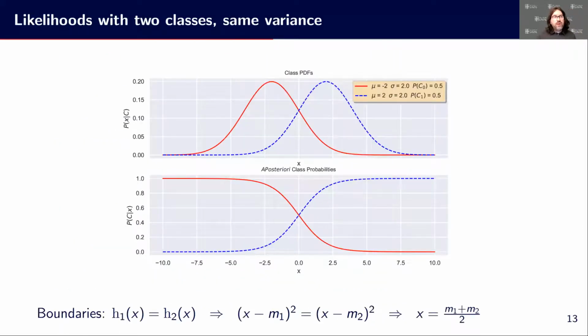So if we look at the likelihoods of 2 classes with the same variance here, we see 2 normal distributions, 1 per class. So we have the probability density function of each class. We see that the sigma is the same. So the sigma for the red and blue distributions is the same, equal to 2. We also have the same prior probabilities at 0.5.